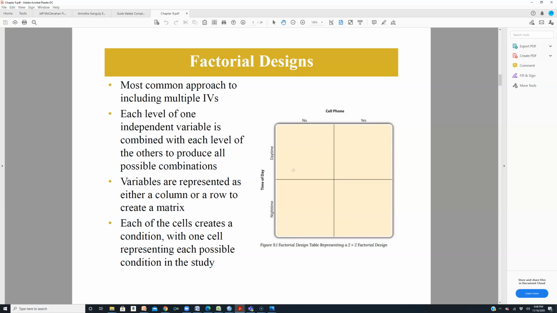Hold on, my bunny's escaping. Bun. Don't go out there. Okay, sorry.